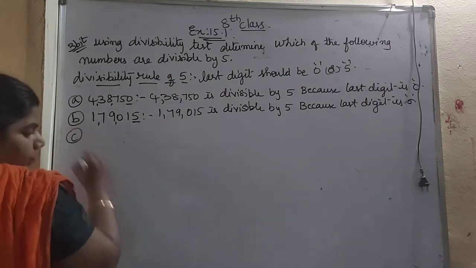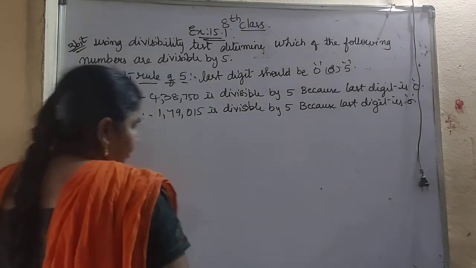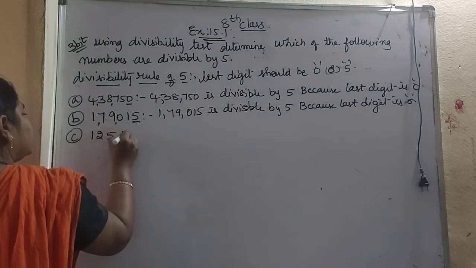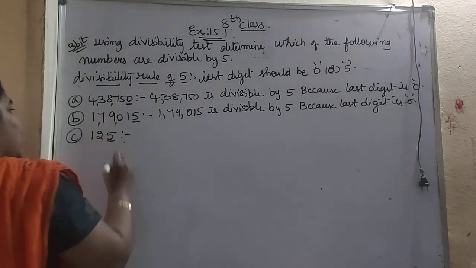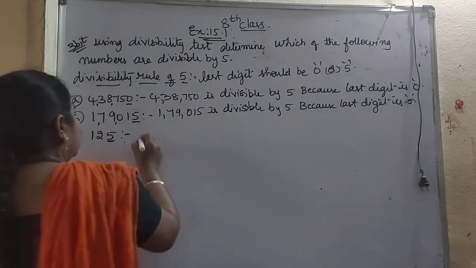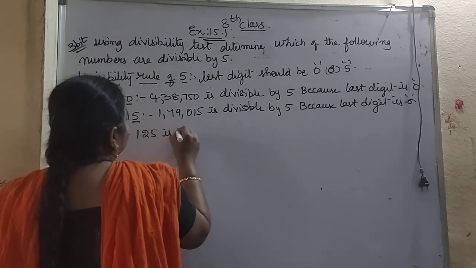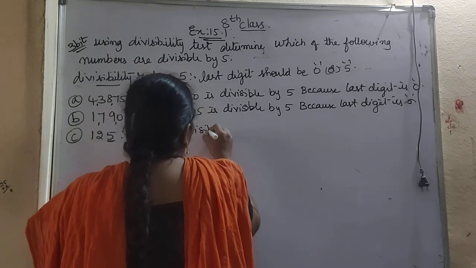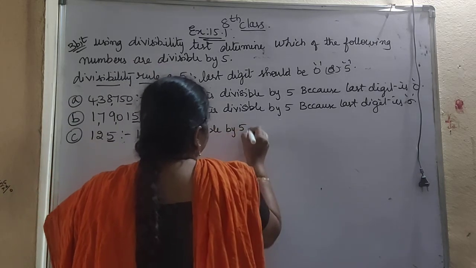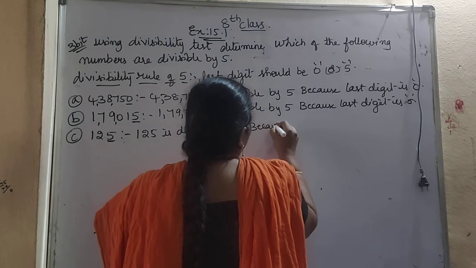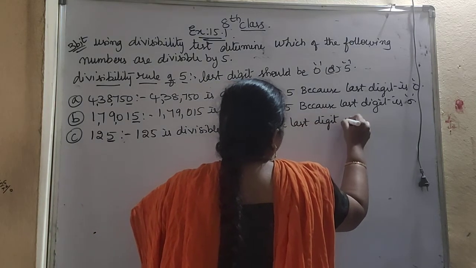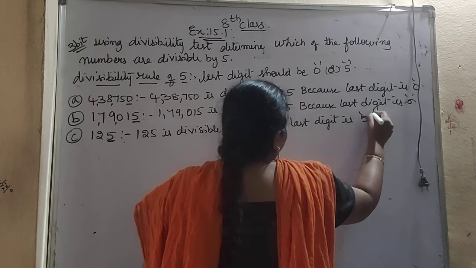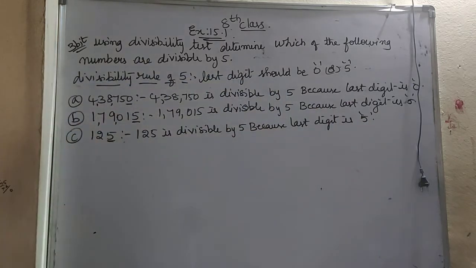Now C bit, what is C bit? That is 125. Whether this 125 is divisible by 5 or not? Yes, it is divisible because the last digit is 5. So 125 is divisible by 5 because last digit is 5. So this is our third question in this third bit.